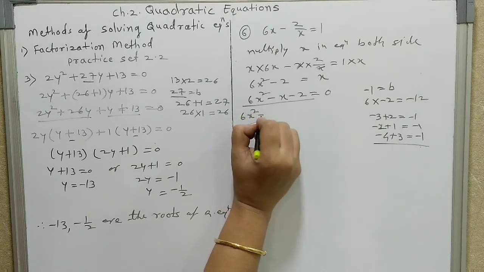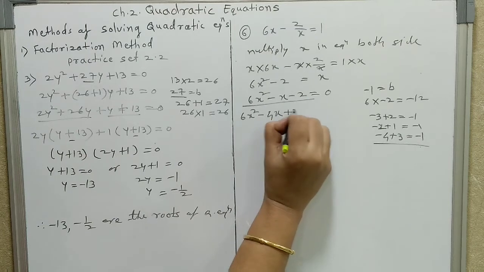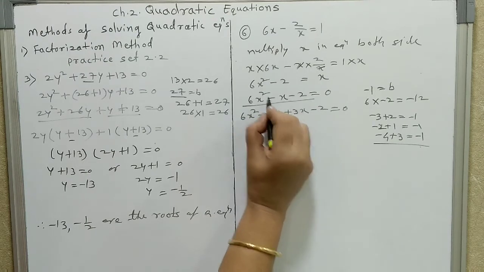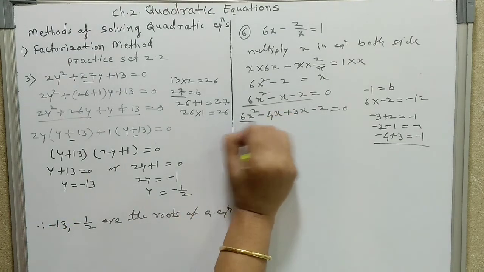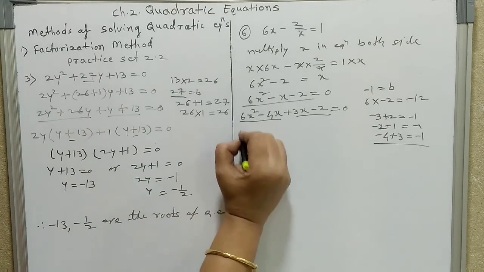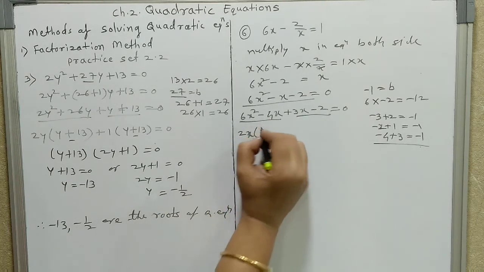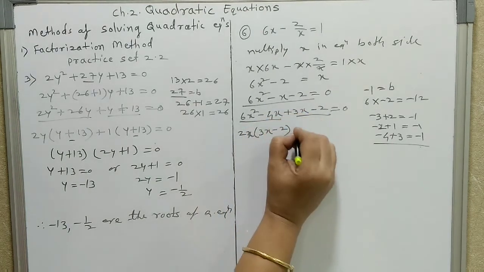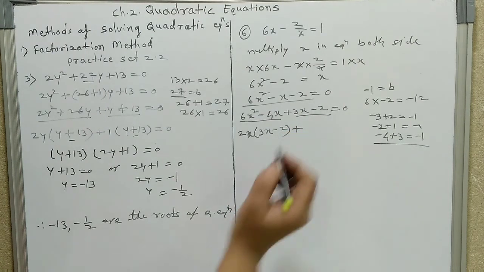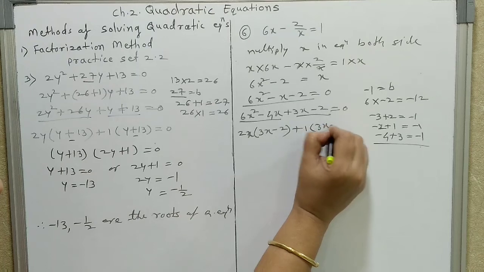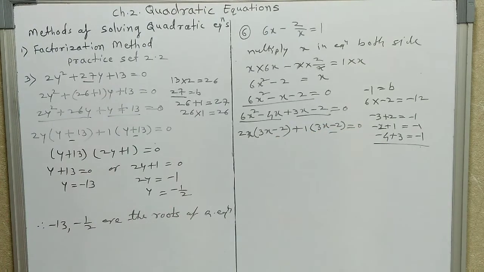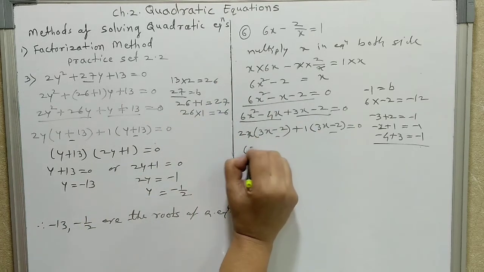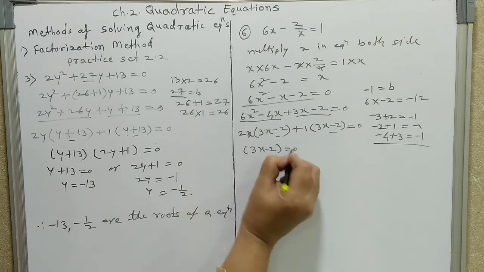So 6x square minus 4x plus 3x minus 2 equal to 0. Minus 4 plus 3x, here it is minus x. So underline these two, common 2x. So what remains? 3x minus 2 in the bracket. Here the sign is plus, write plus here, here common is 1. So 3x minus 2 equal to 0. See here, the two brackets are the same. When two brackets are the same, our answer is correct. So take this 3x minus 2 common.